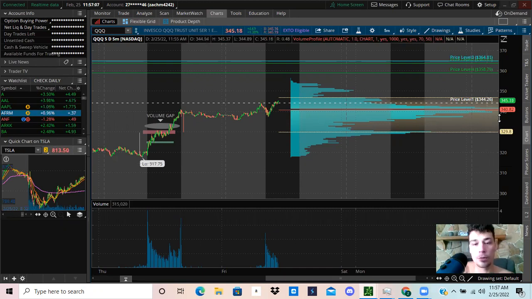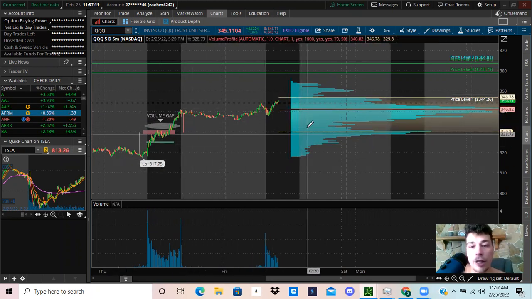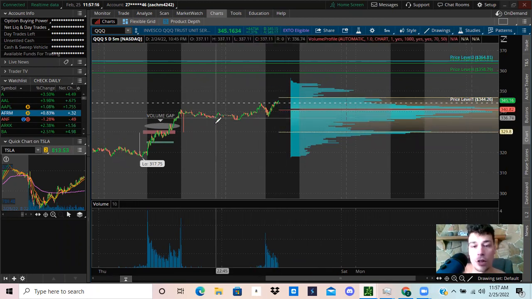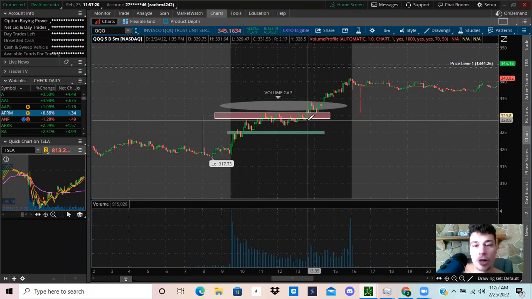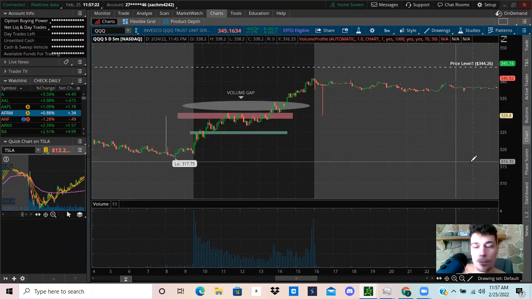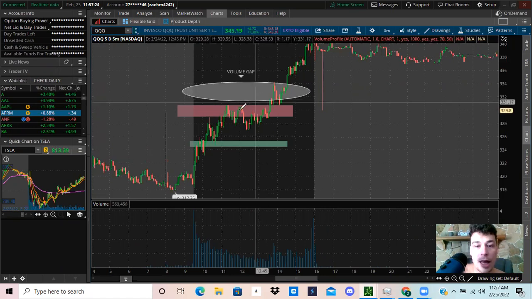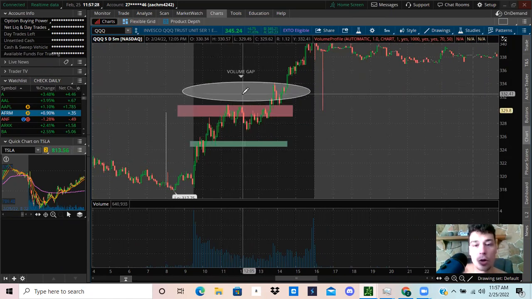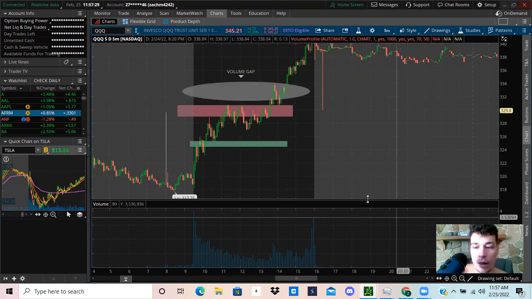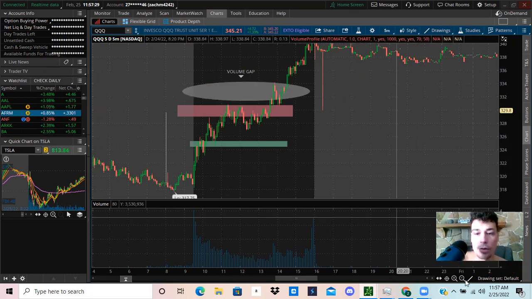Okay, so I have nothing. This is basically essentially a blank chart, and then I have the volume profile on. So what I want you to notice is yesterday I charted in the Discord. I gave some intraday supply and demand zones, and then I noted that we had a very big volume gap right here. Now this volume gap was represented by this.